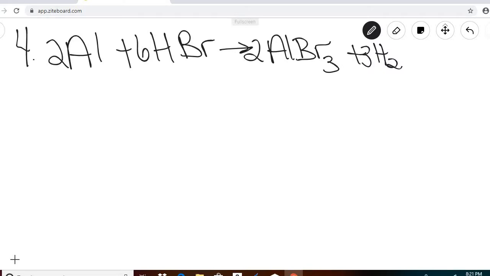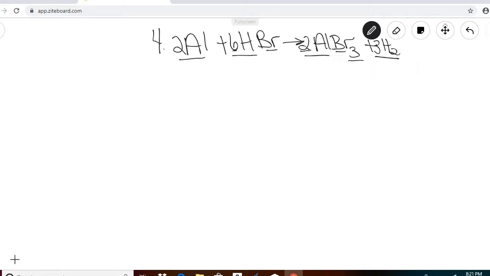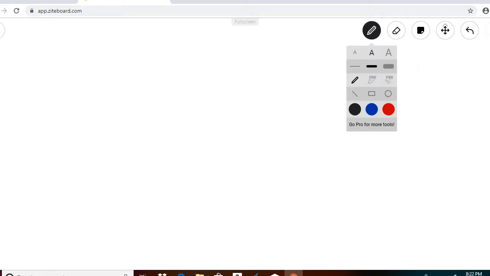So now that equation is balanced. 2 aluminums, 3 times 2 is 6 hydrogens, 6 times 1, so we have 6 bromines, and 2 times 3, 6 bromines on that. Okay, then 4b gives us this equation to balance.